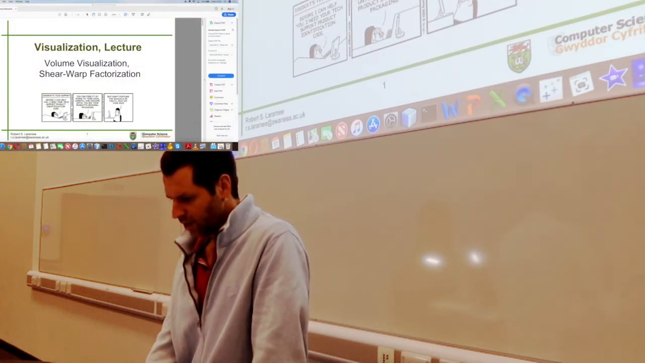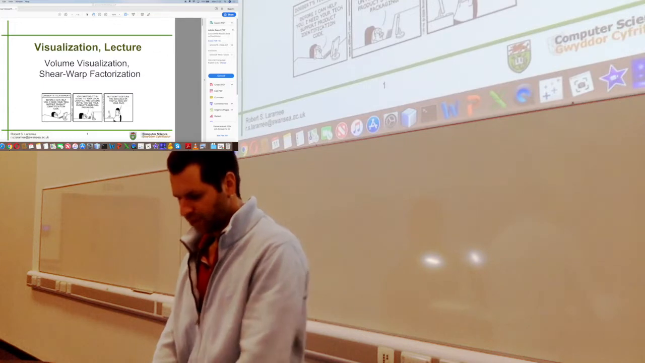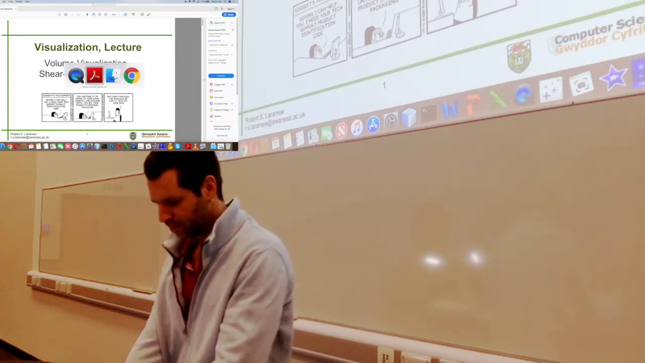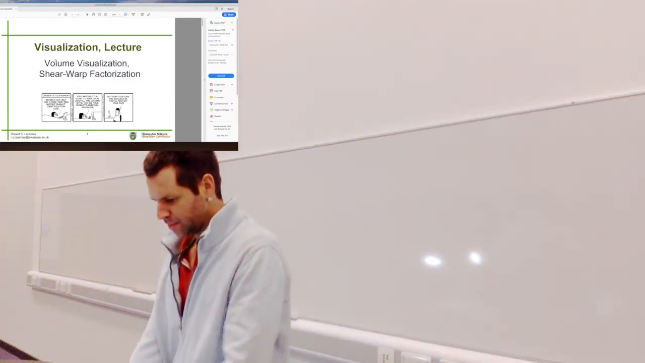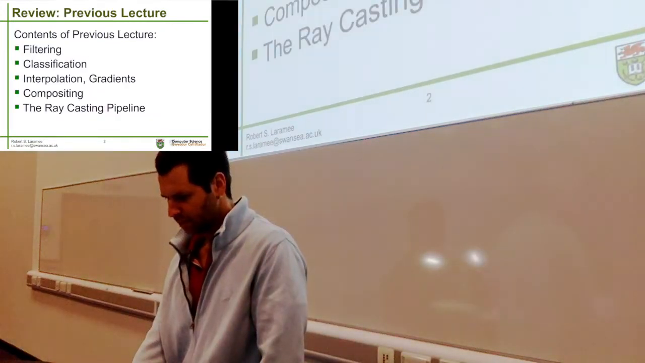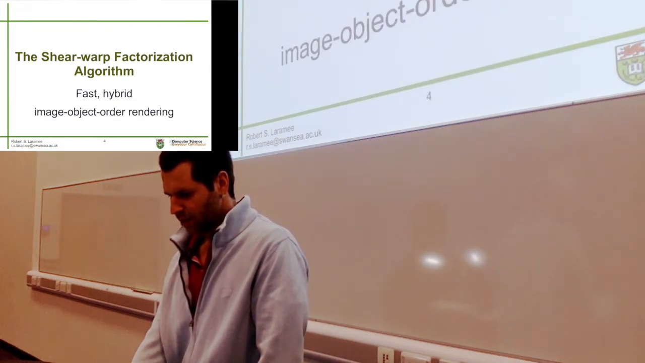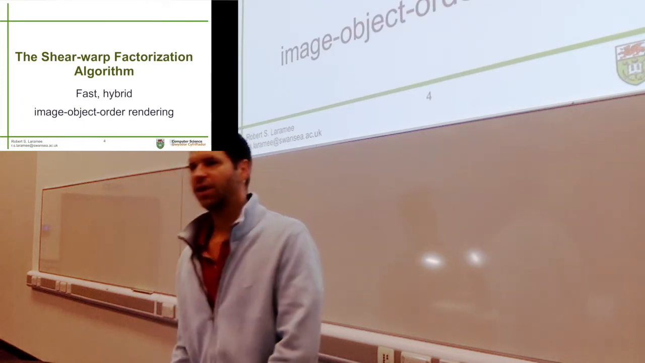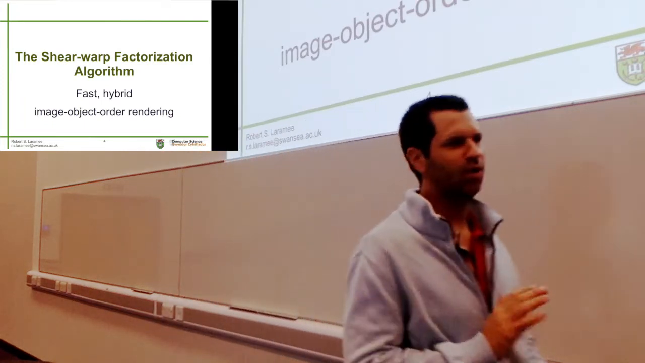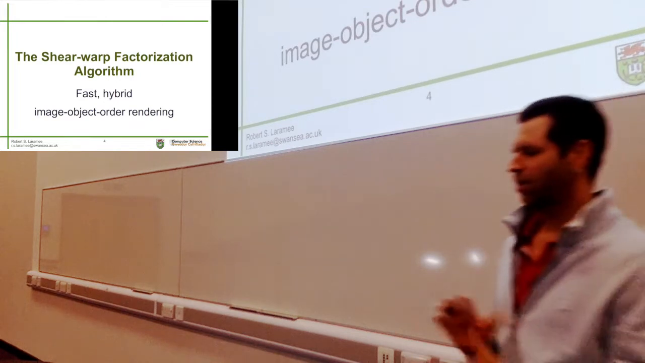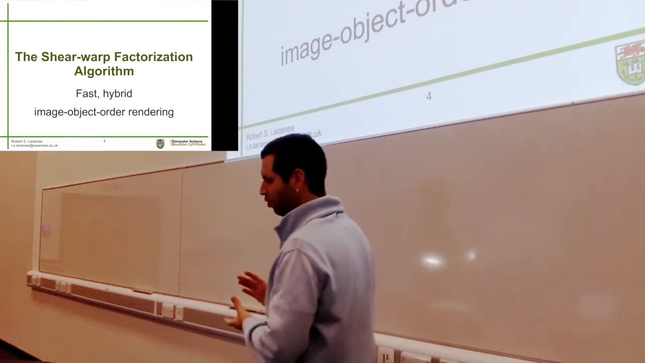It's called the shear-warp factorization. This is a so-called hybrid of image order and object order rendering.